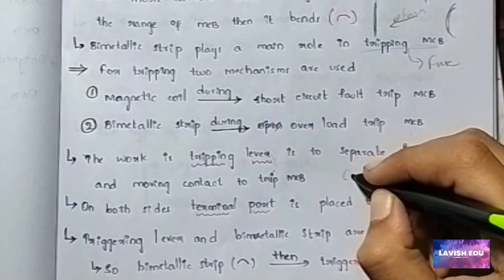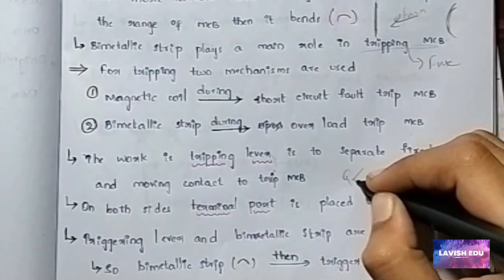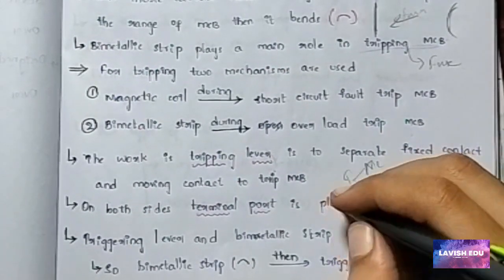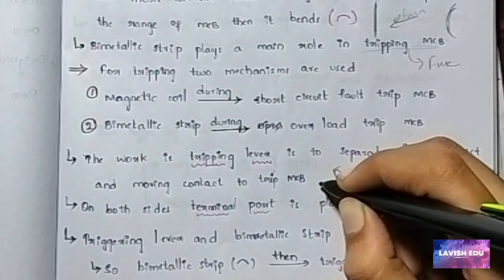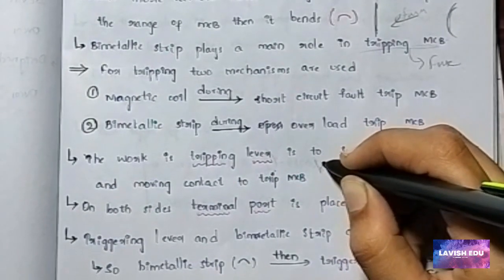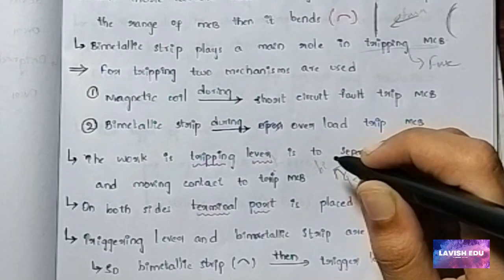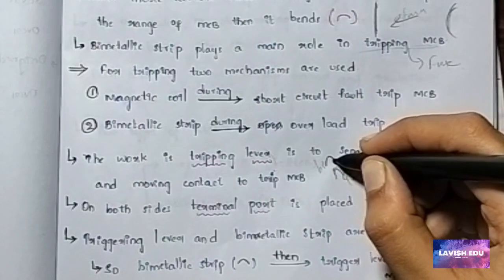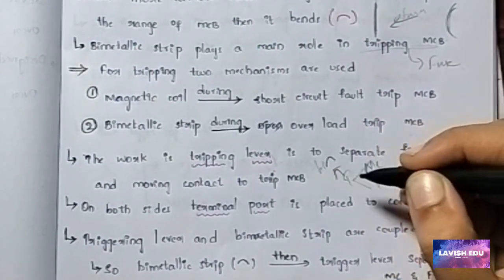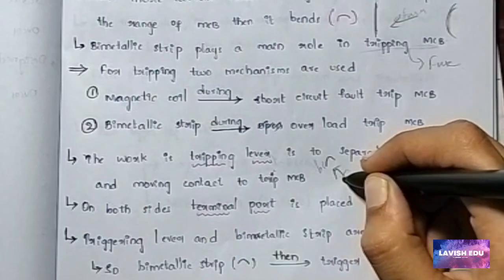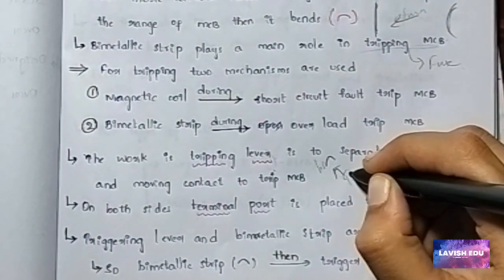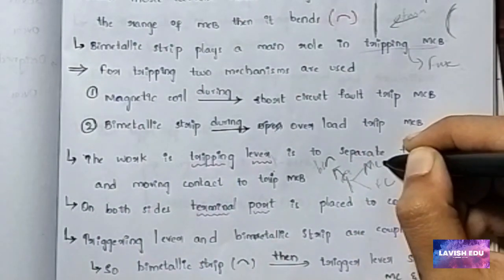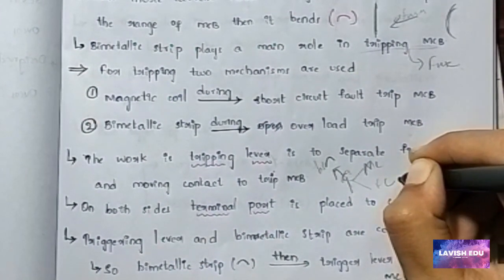As we have said, a triggering lever is connected to both the moving contact and the fixed contact, and here the triggering lever is coupled with the bimetallic strip. We have already said that during overload condition the bimetallic strip bends. When the bimetallic strip bends, automatically, as the triggering lever is coupled with it, it also does some work. What's that work? It separates the moving contact and the fixed contact.